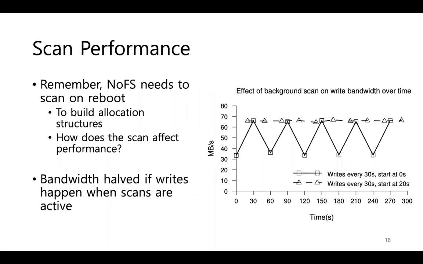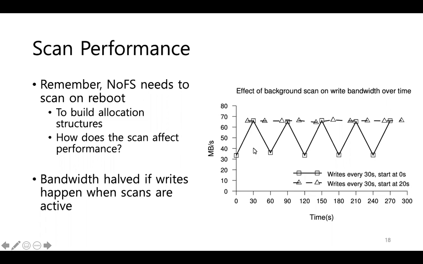As we know, with NoFS, we want to have what we call high availability. So upon reboot, we want to be able to use the file system immediately, and we don't want to scan the whole file system like ext2. So we build the allocation structures incrementally, and this has a non-negligible effect on performance. In the graph on the right here, we have the time on the bottom and the write bandwidth over time.